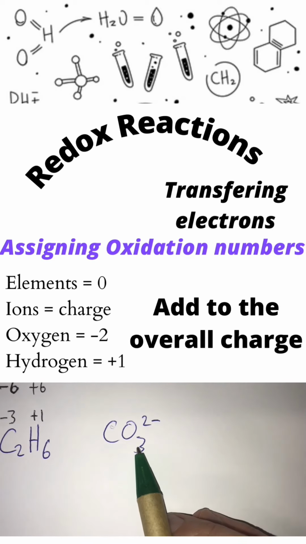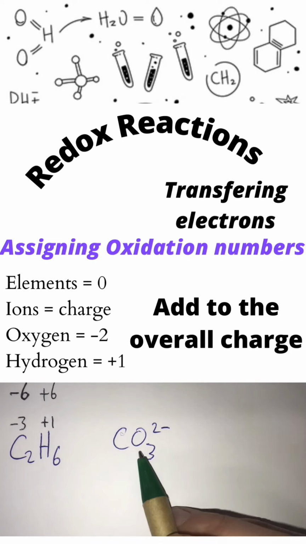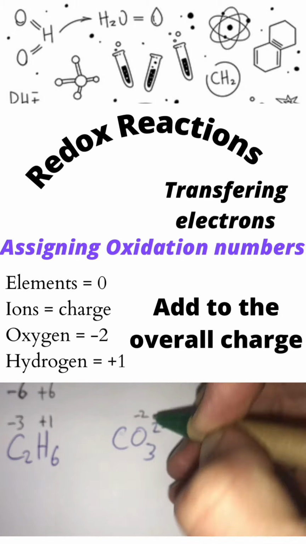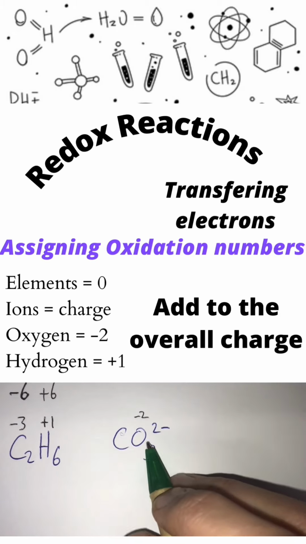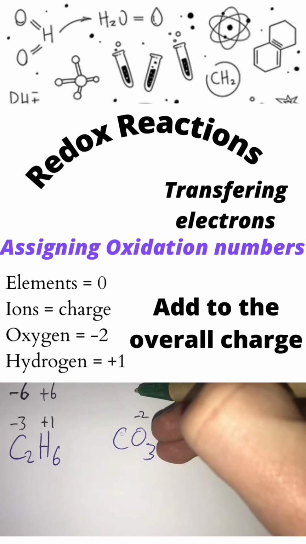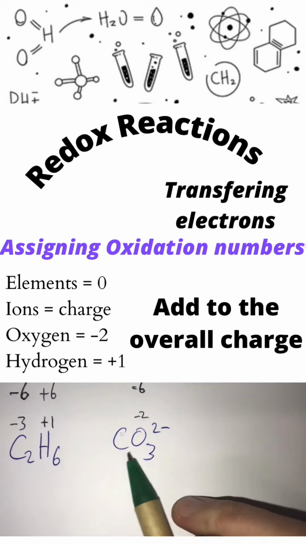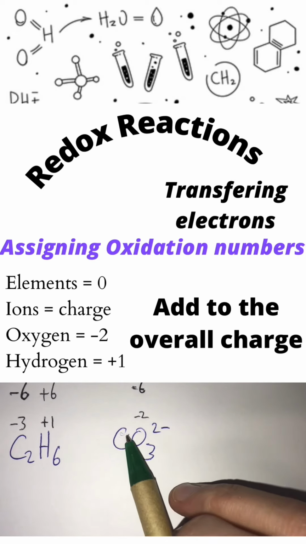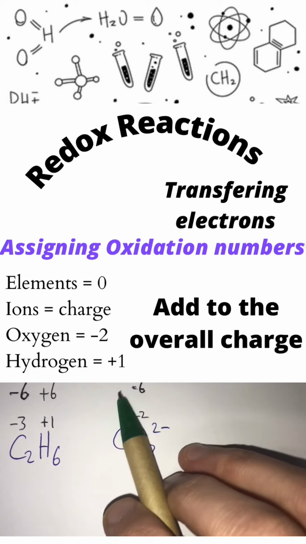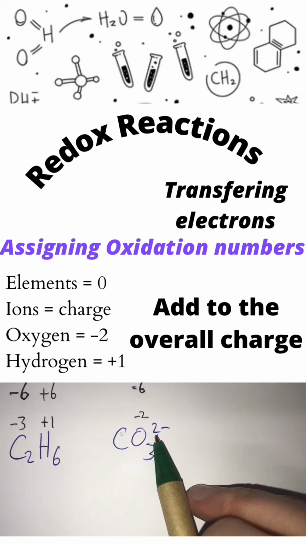Let's look at the last one here, which is the carbonate ion. By default, our oxygen is -2. What that means is overall, from our oxygens, it's going to be -6. Okay, now here's where it gets a bit funny because we've got a charge. What we need to do is add all these oxidation numbers up and they have to get to -2.